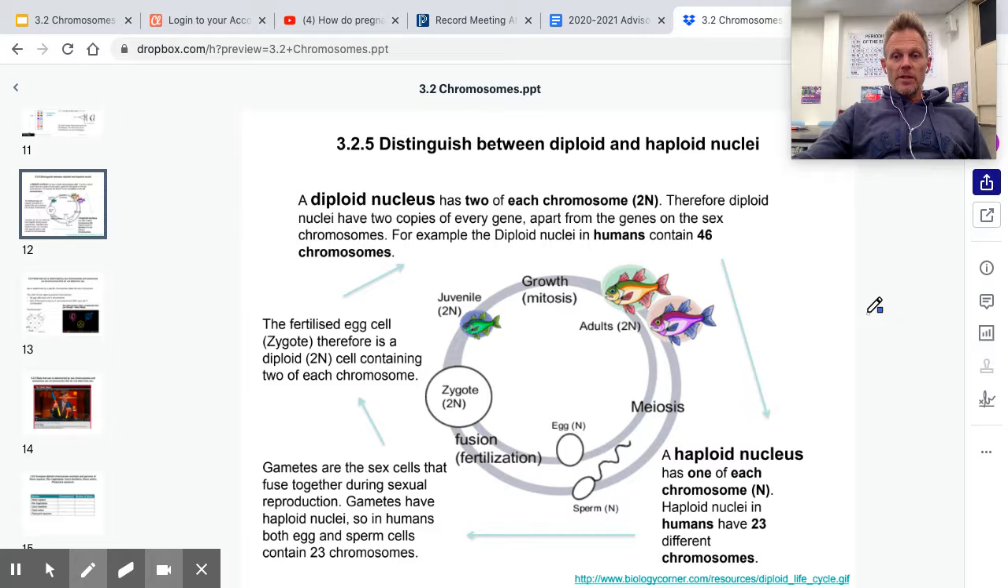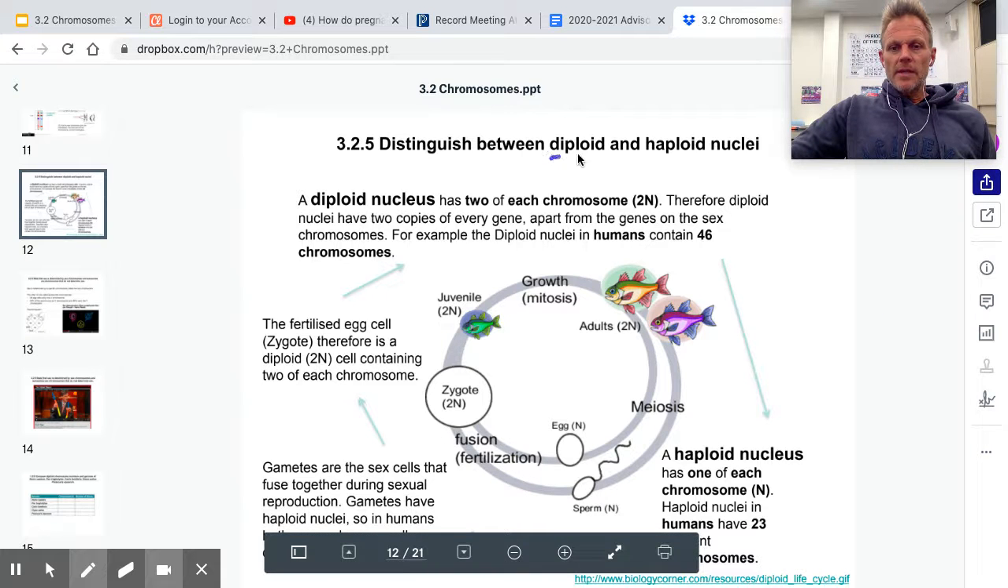3.25 wants us to distinguish, which means tell the difference between a diploid and a haploid nuclei. So what this is asking us is it's asking about the chromosome numbers. So remember, chromosomes are stored in your nucleus in eukaryotes, and it can either have a diploid or a haploid number of chromosomes. So what does that even mean?